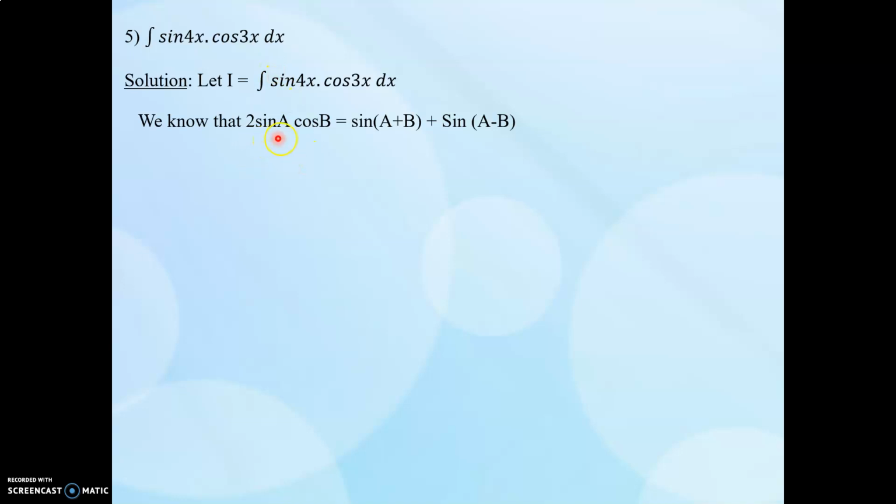Next question is integral sin 4x into cos 3x dx. So let I equal the given question. We know this formula: 2 sin a into cos b is equal to sin of a plus b plus sin of a minus b. So this is similar to that. If it is the product of sin into cos, you can apply this formula and change this integration into that formula pattern. Here only this 2 is missing. So I have to introduce this 2 by multiplying and dividing. So 1 upon 2 is a constant, I can take it out. Integral 2 sin 4x into cos 3x dx. Now this is in the formula pattern, so I can apply that formula.